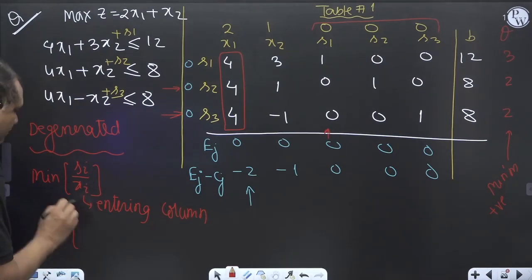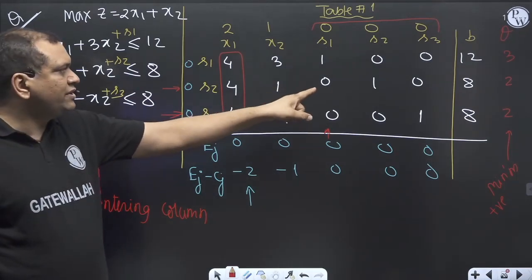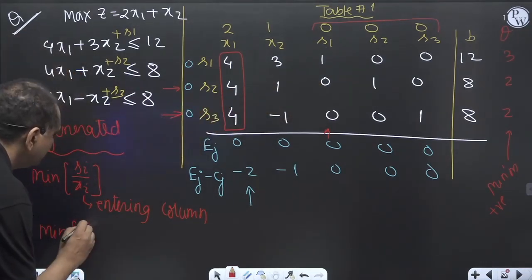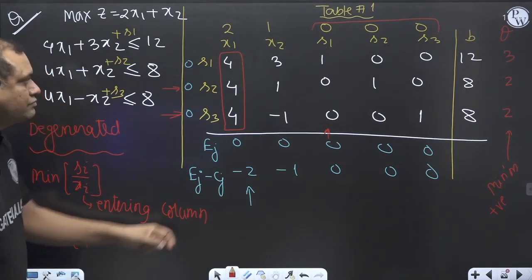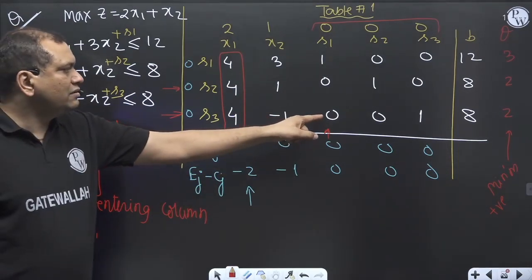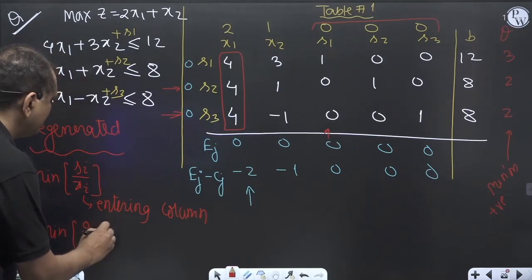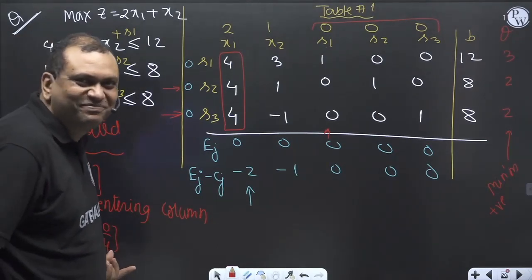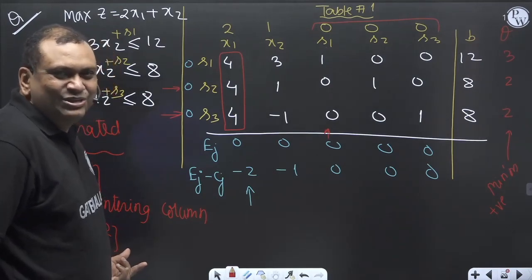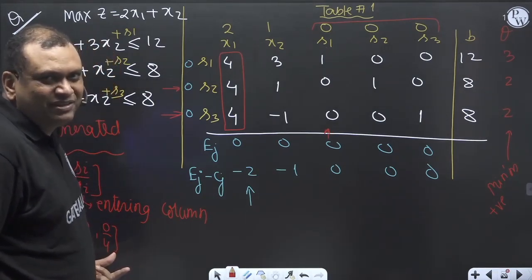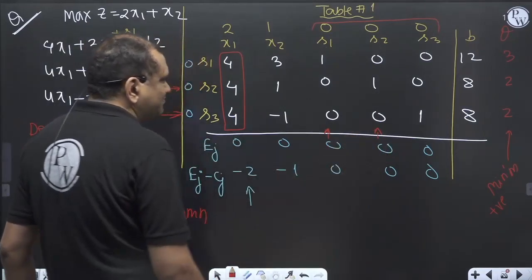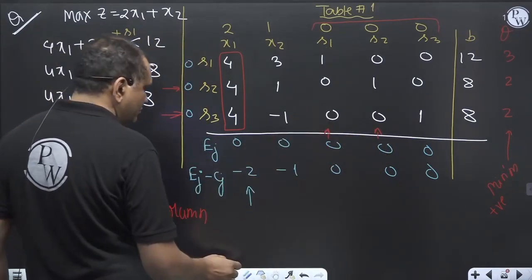So minimum of, see what I am doing, this divided by this, or this divided by this. Oh, both are same. So decision cannot be taken based on the first iteration. Go to the second one.